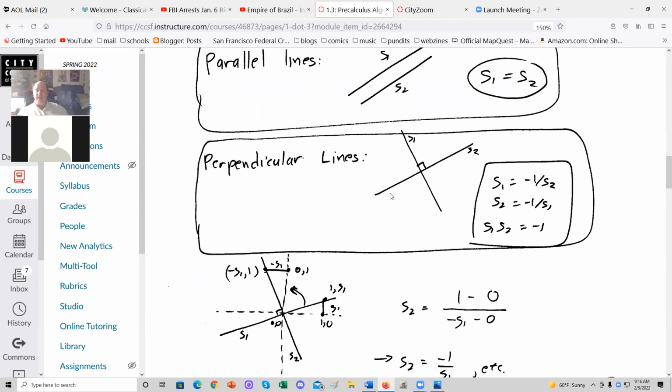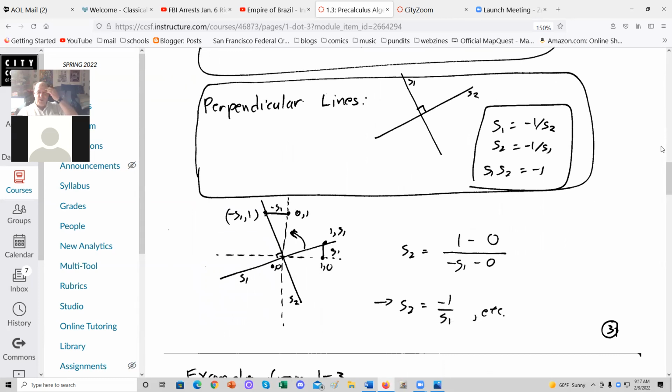Now, if there are perpendicular lines, if these 2 lines are at right angles to each other, then S1 is -1 over S2, S2 is -1 over S1, and S1 times S2 equals -1. These are equivalent formulas. Perpendicular lines have negative reciprocal slope. Before I go on, let me give a brief proof of that.